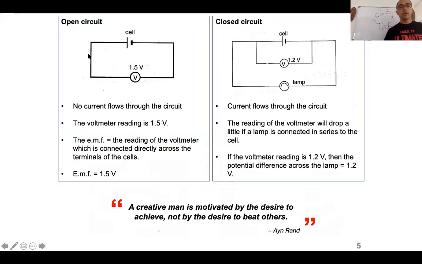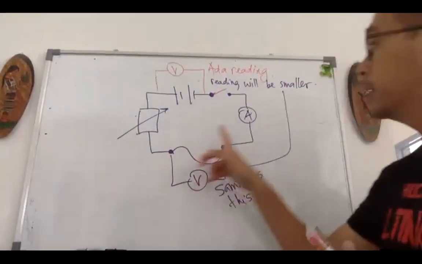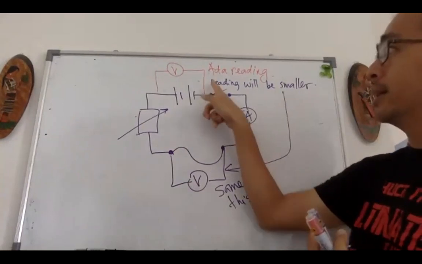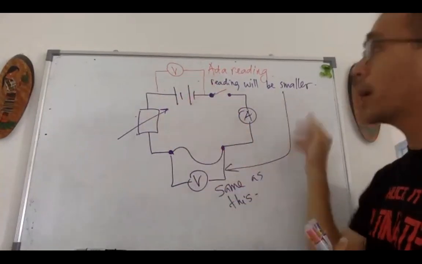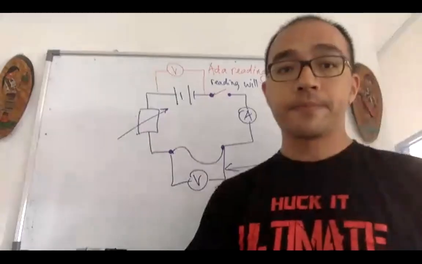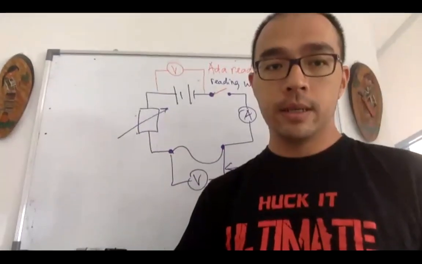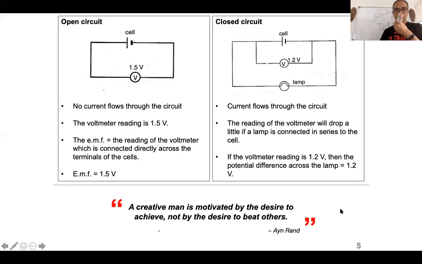So in an open circuit on the left side, this is what you will see. The cell is connected only to the voltmeter. So there's no current flowing through the circuit, just like the one that I showed you earlier over here. In an open circuit, there's only current flowing here. There's no current flowing here at all. So the voltmeter reading is 1.5 volts, and that is the EMF.